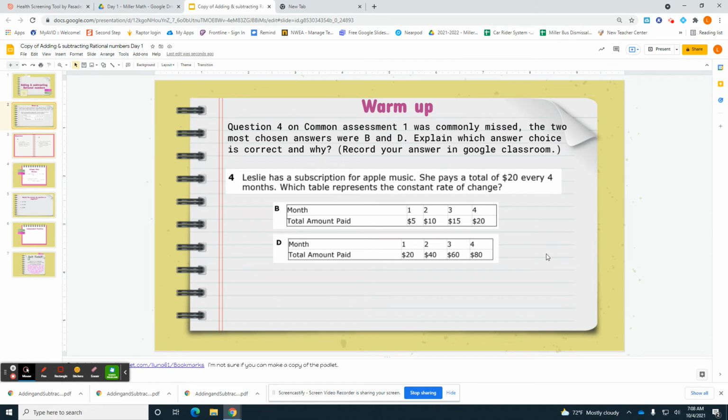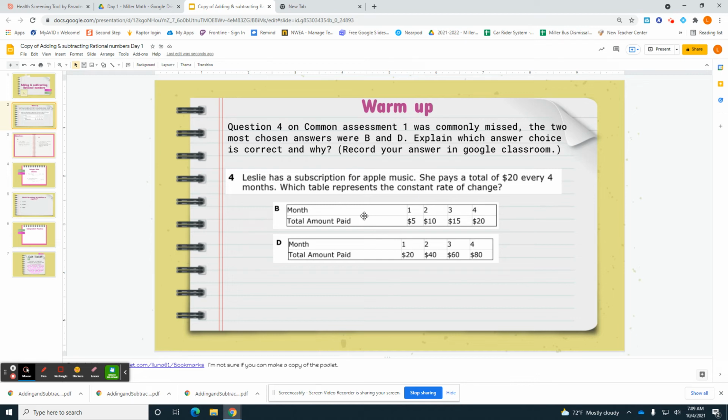It says question 4 on common assessment 1 was commonly missed. The two most chosen answers were B and D. Explain which answer choice is correct and why. Record your answer in Google Classroom. This was the actual question on our common assessment that we took a little over 2 weeks ago.